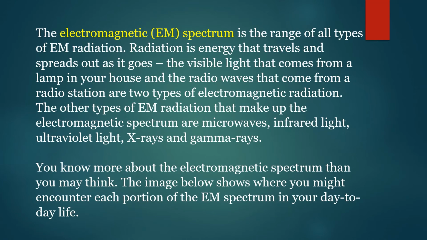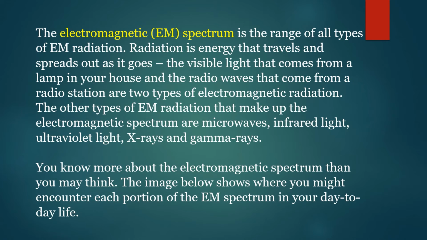In electromagnetic waves, there is the electromagnetic spectrum. It's a range of all types of EM radiation. Radiation is energy that travels and spreads out as it goes. The visible light that comes from a lamp in your house, and the radio waves that come from a radio station are two types of electromagnetic radiation. The other types of EM radiation that make up the electromagnetic spectrum are microwaves, infrared light, ultraviolet light, X-rays, and gamma rays. You know more about the electromagnetic spectrum than you may think.